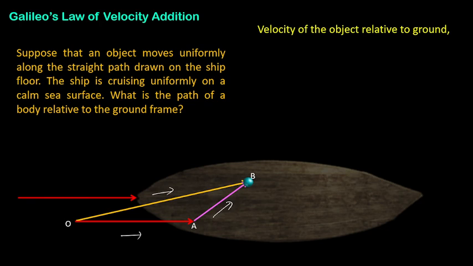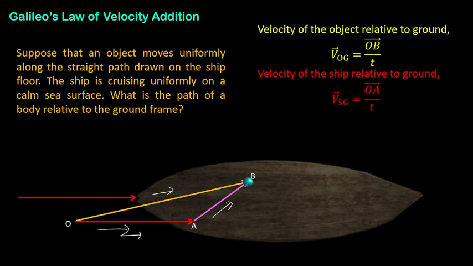So the velocity of the object relative to the ground will be OB divided by the time taken. OB is the displacement relative to the ground, and this displacement divided by the time taken gives us the velocity of the object relative to the ground. Velocity of the ship relative to the ground is the displacement OA of the ship divided by time t.